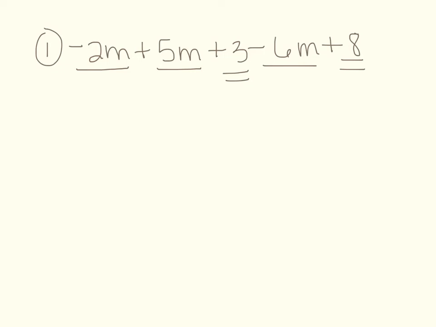So when we put our like terms together, we quite literally just put them together. Negative 2 plus 5 is 3. 3 minus 6 is negative 3m. Excuse me, let me rewrite that.